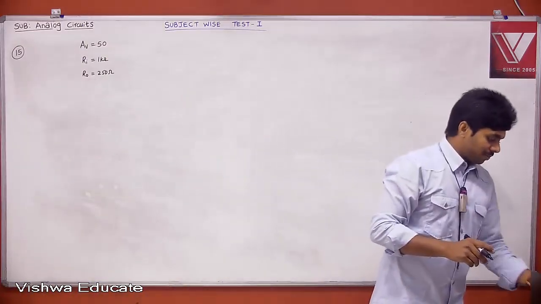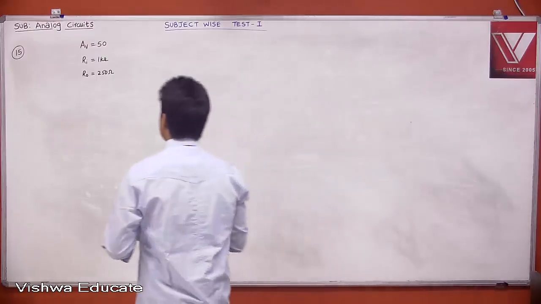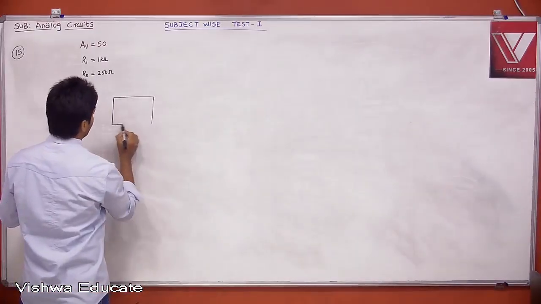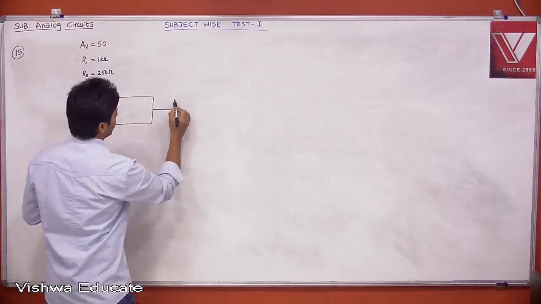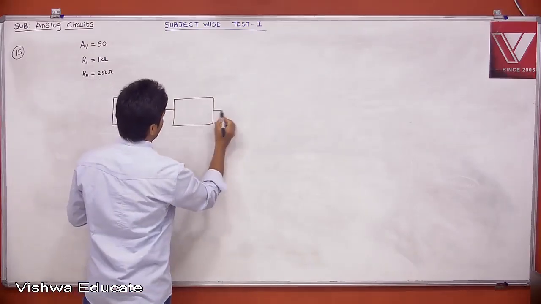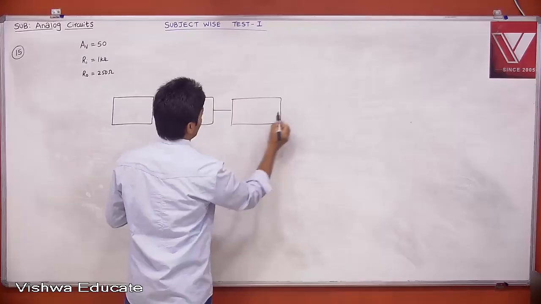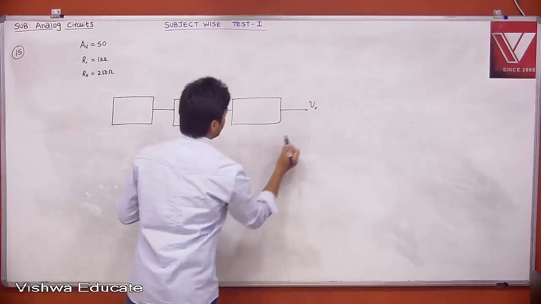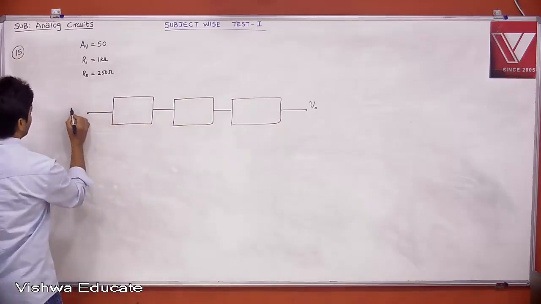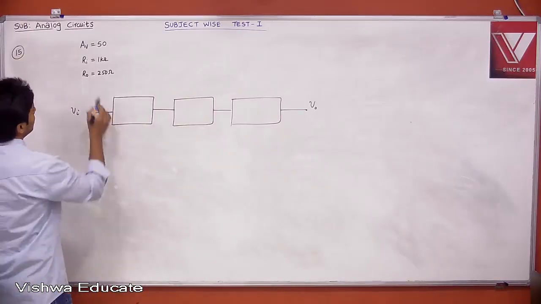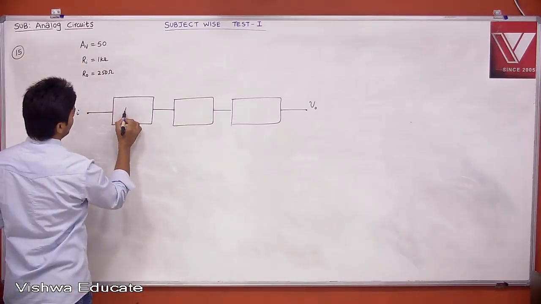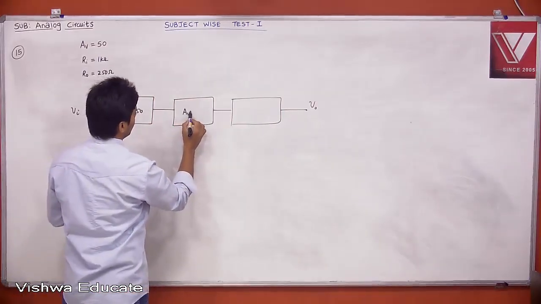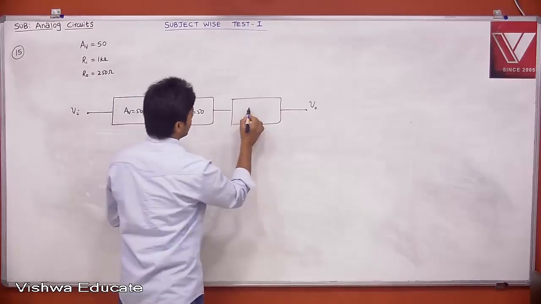this is a very interesting problem. Okay. Therefore, there are three stages: stage 1, stage 2, and stage 3. And open circuit, what is it saying? There is no load connected. This is simply your V0 and this is our Vi. And each stage has AV equal to 50.